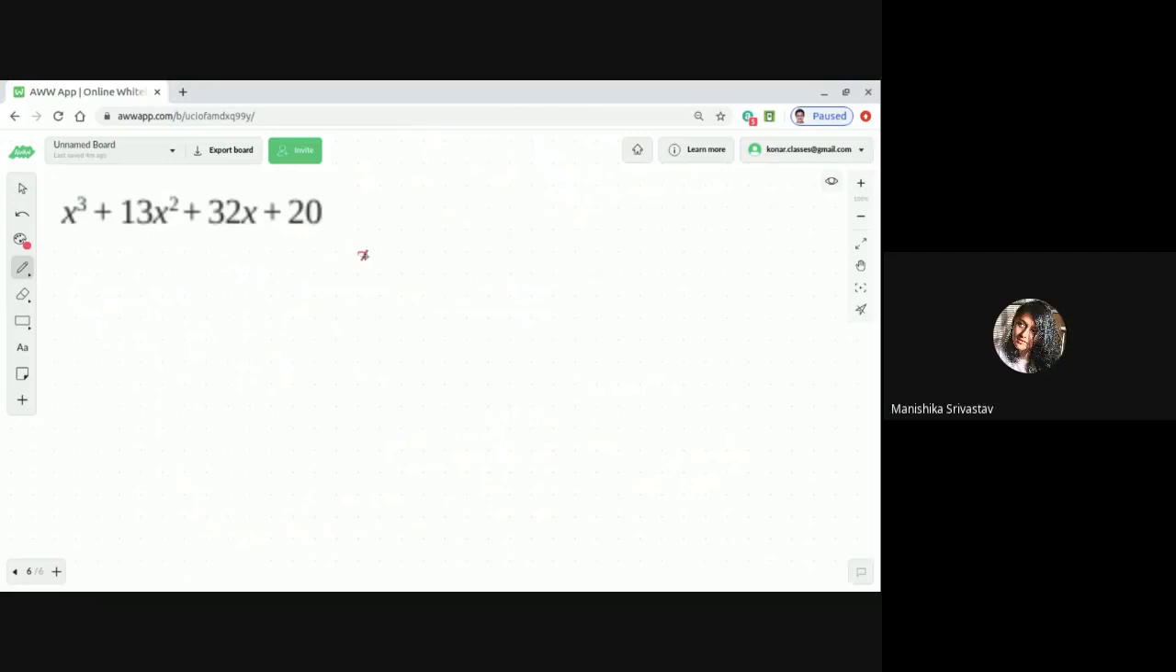You divide the thing. Correct. And I got x square plus 14x plus 46, but I got a remainder of 66. That means things have not been done properly. You would see it here. x plus 1 is a factor, no? So x plus 1 is a factor of x cube plus 13x square plus 32x plus 20.